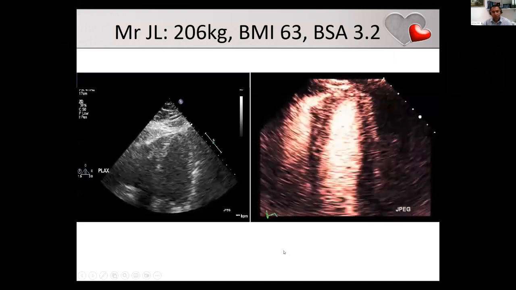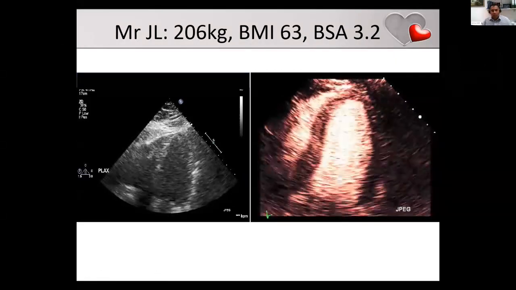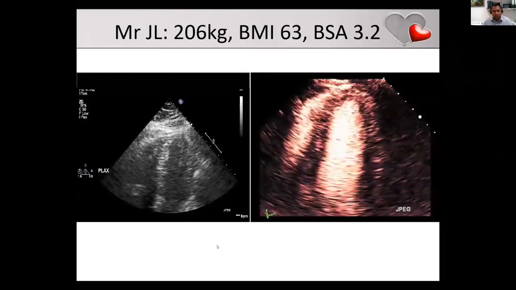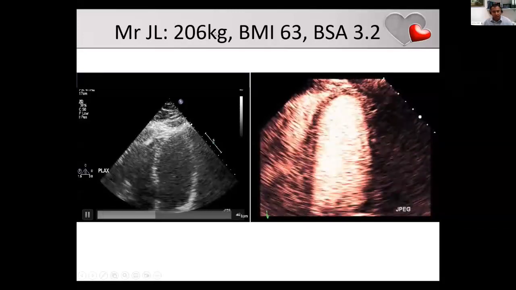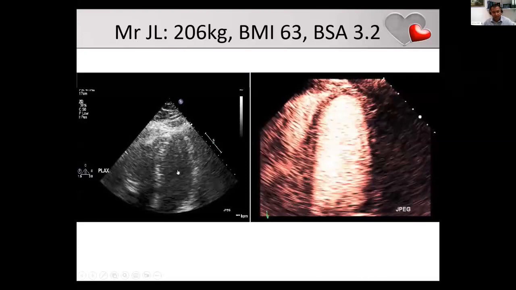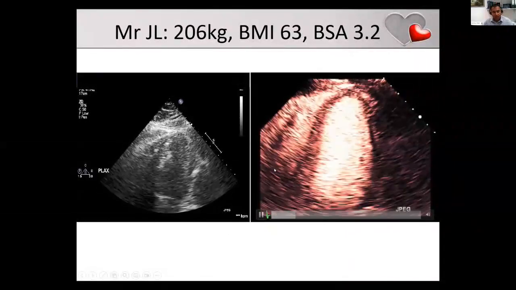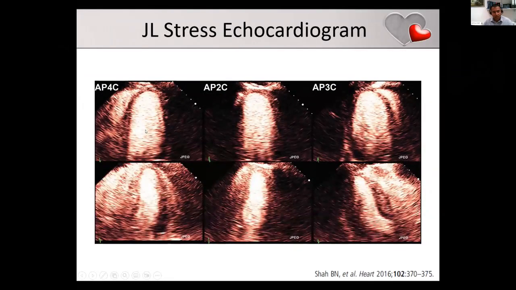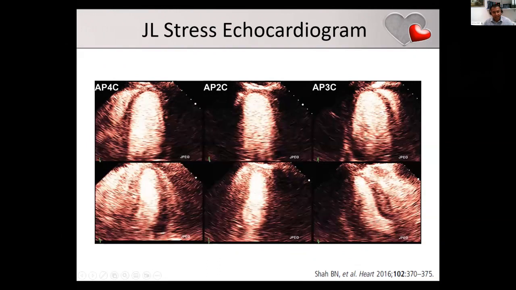This is one of the patients. In fact, this was the heaviest and largest patient from that study that I've just shown you. And this is someone that had a weight of 206 kilos and a BMI of 63. This is their resting image without contrast, and this is with contrast. And actually, these are just still images from 4-chamber, 2-chamber, and 3-chamber. And in fact, these images were so clear at peak that we were even able to assess perfusion in this patient as well. So it can be done.